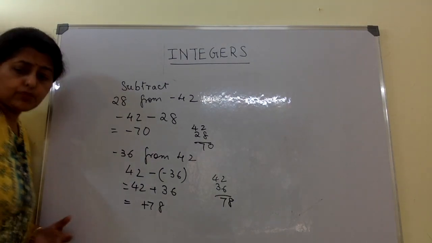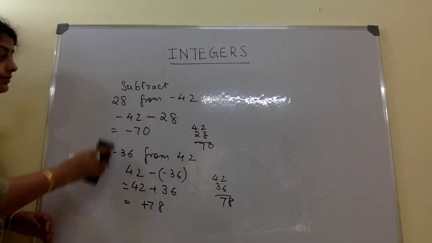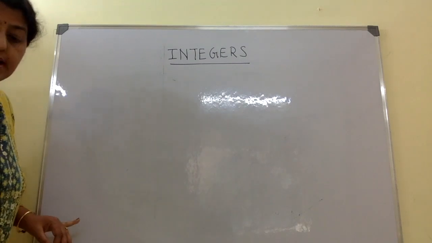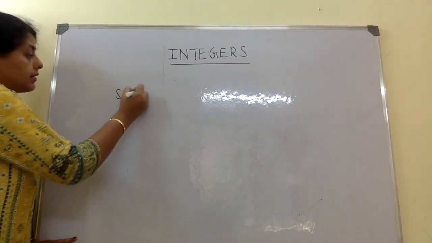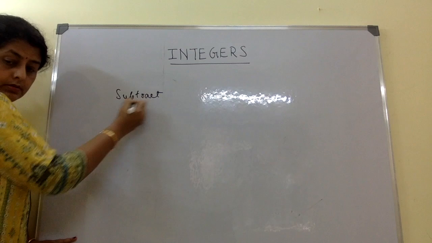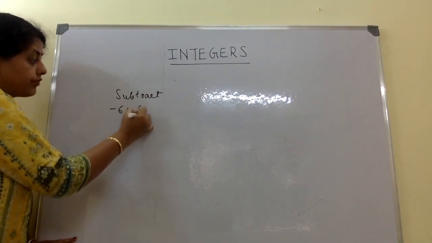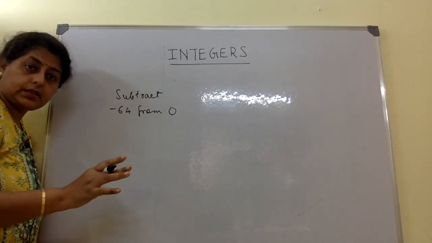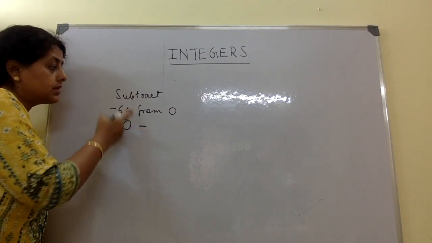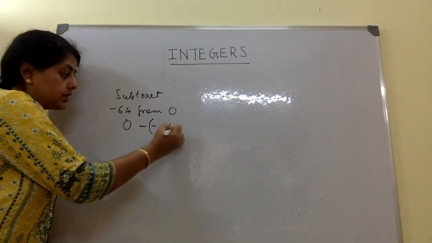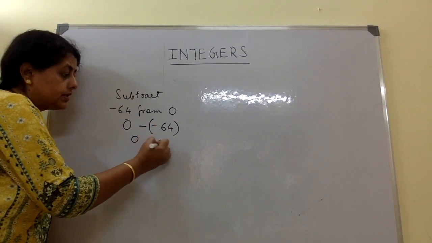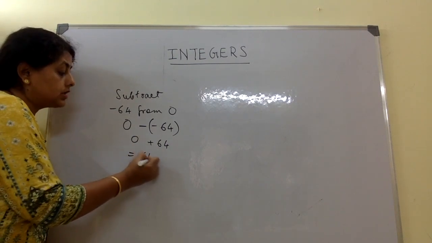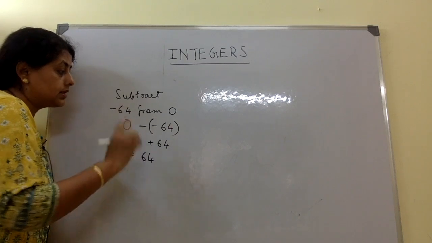Now let's take one more sum. We are saying subtract minus 64 from 0. Nothing to get confused in this. Don't leave out this sum in the exam. Put the 0, put a minus sign for subtraction, put the minus 64, 0 plus 64. What is 0 plus 64? You all know by now, that is 64. So this is the sum.